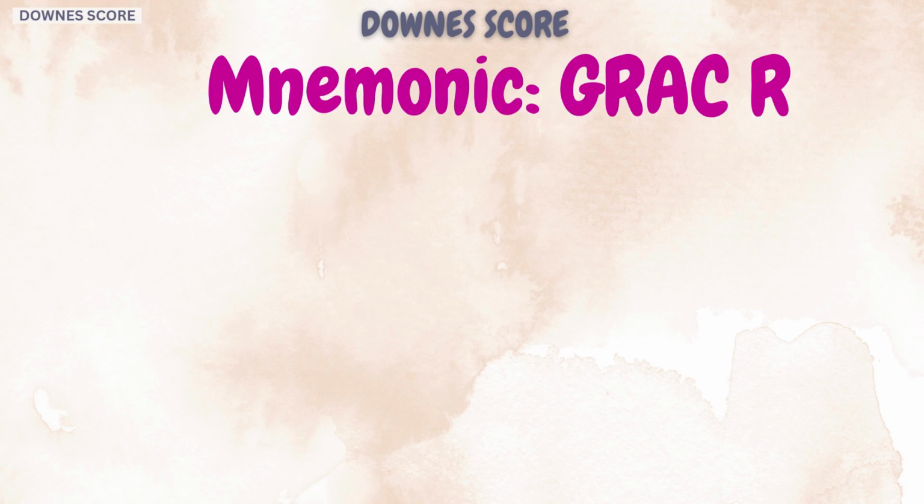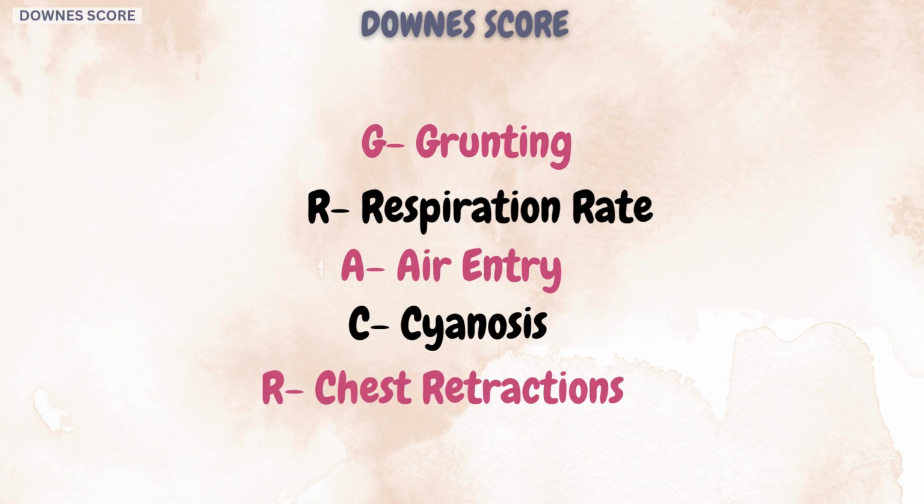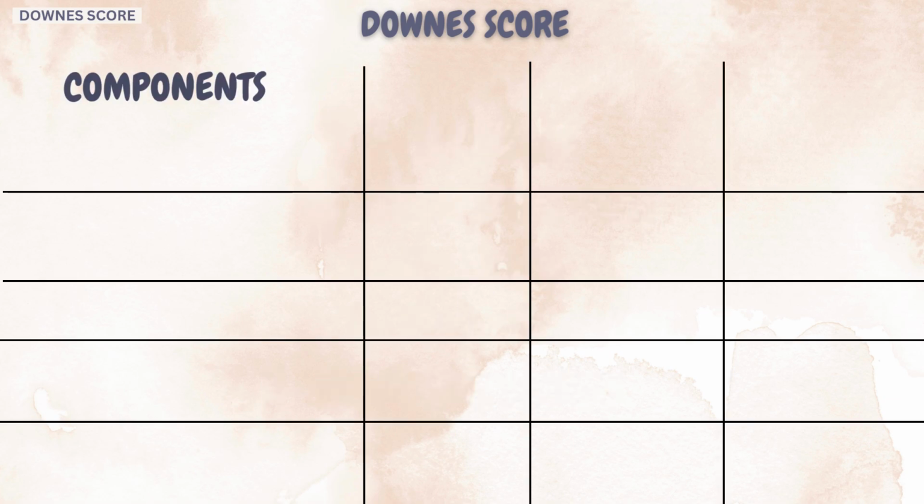Now let's understand the Downey score table. It can be remembered by the mnemonic GRACE R, where G stands for grunting, R stands for respiratory rate, A stands for air entry, C for cyanosis, and R for chest retractions. For every component, a score of 0, 1, or 2 will be given depending upon the condition of the baby.